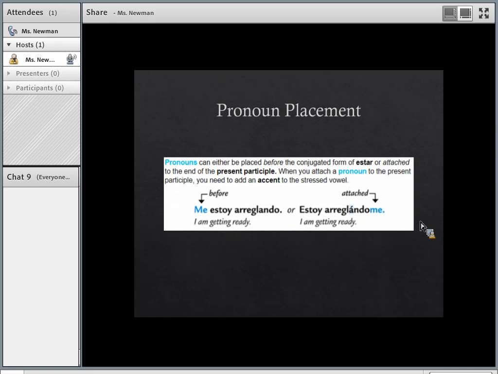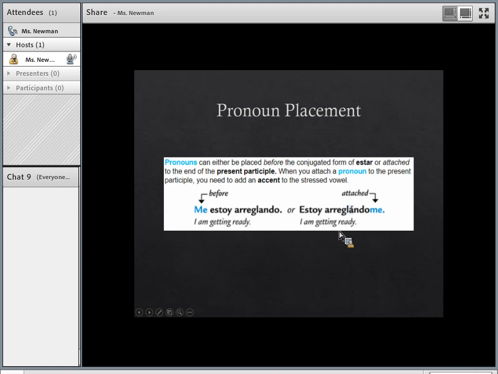Okay, pronoun placement when we're using the present progressive tense. Same thing as you're used to. Pronouns can either be placed before the conjugated form of estar or attached to the end of the present participle. Slightly different: normally we're used to putting it at the end of the infinitive, that base form of the verb. Now it's a present participle. When you attach a pronoun to the present participle, you need to add an accent to the stressed vowel. You get bonus points if you can tell me why.